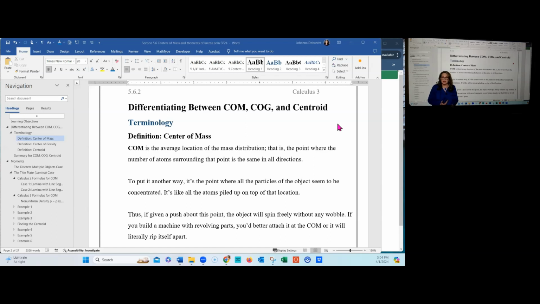If all the towels in a wash load end up on the same side, that shifts the center of mass toward the side where all the towels are. And then it will start to vibrate and shake because it's no longer spinning around the center of mass. If it spins around the center of mass, there won't be any wobble.